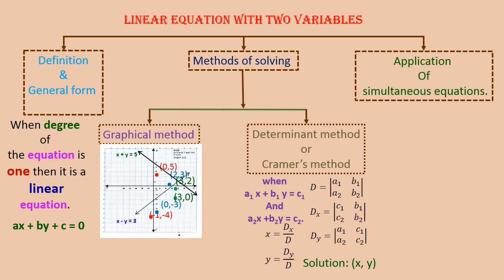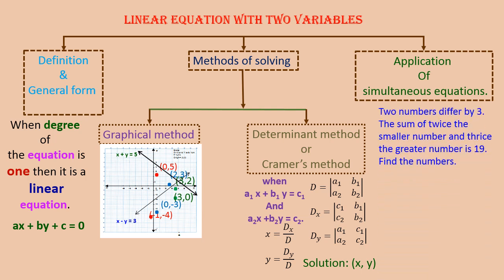Now, application of simultaneous equations means the simultaneous equations are applied in different areas, and we have seen that as application word problems. An example is given to you. The two numbers differ by 3. The sum of twice the smaller number and thrice the greater number is 19. Find the numbers. Such things can be solved in your practical life.